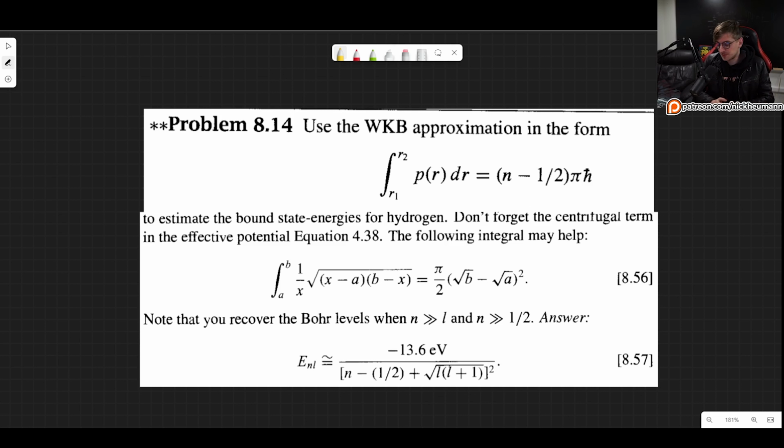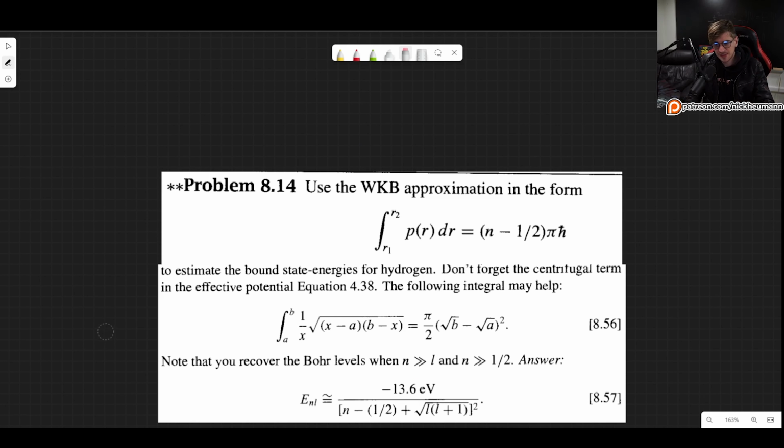Now, what does this problem state? It states, use the WKB approximation in this form to estimate the bound state energies for hydrogen. Of course, don't forget about the centrifugal term in the effective potential, and we will have to use this following integral right there. And note that we recover the Bohr levels. That's what we will show. In the case where n is much larger than L and n is much greater than 2, we will indeed get our result back, which is very impressive.